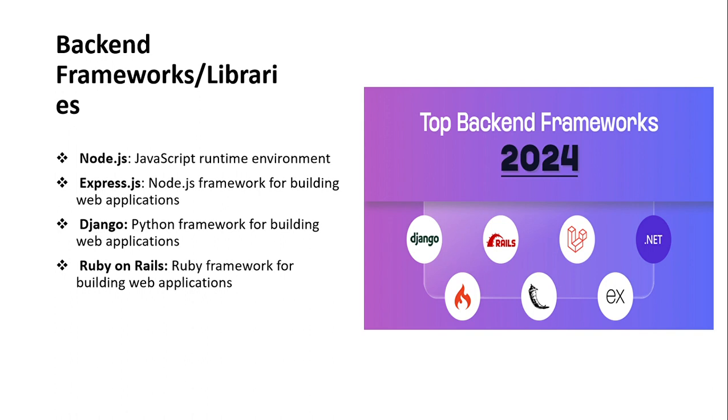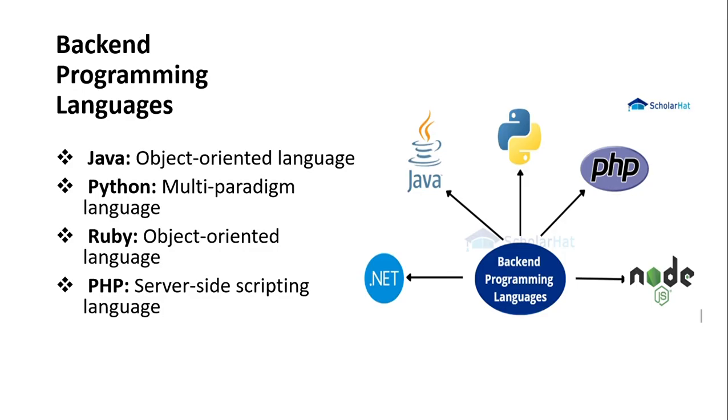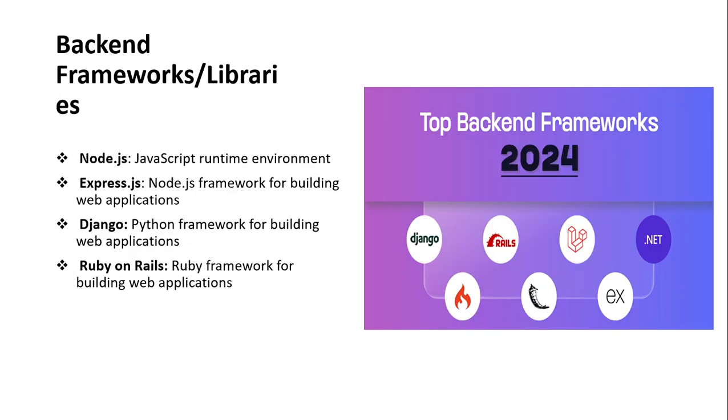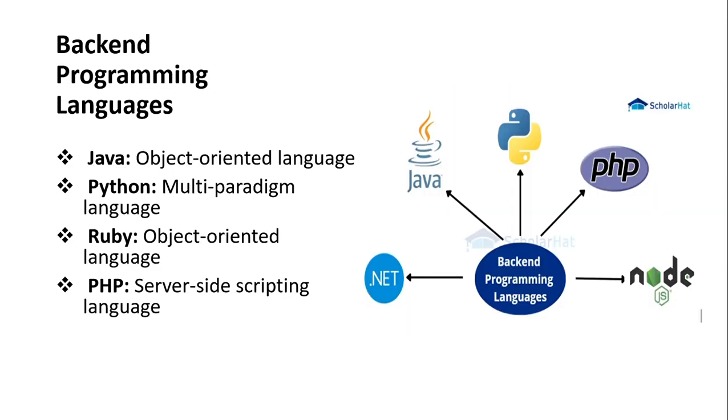All right. So back end programming languages. We have Java. We have Python. I want to clarify something. This is the back end frameworks and libraries. So this one is the back end programming languages. Back end programming languages: Java, Python, as I said earlier, Ruby, PHP. So those were the frameworks, while this is the programming languages.